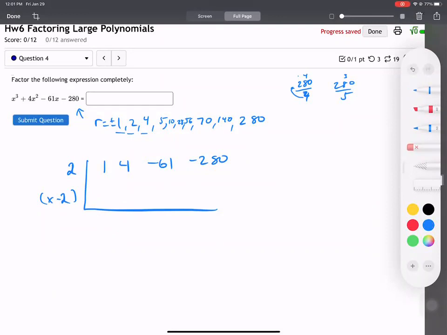Erase, erase. And then I'm going to change this to a negative 2 and a positive 2, right? That's my factor. So this is first one free on me. That's 1, negative 2, 2, negative 4. And then I'm going to get negative 65. But negative 65 times 2 isn't going to be close enough to 280. So 2 is not going to work either. Negative 2 is not going to work either.